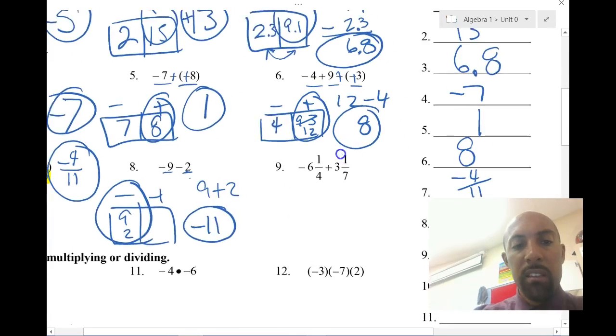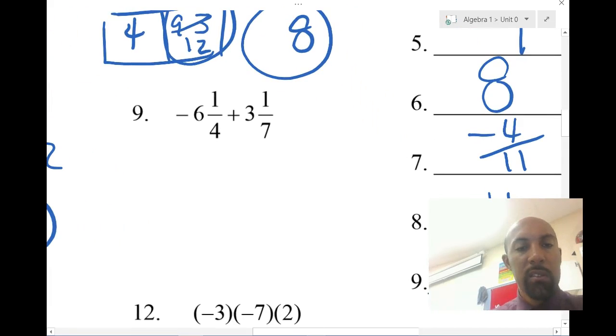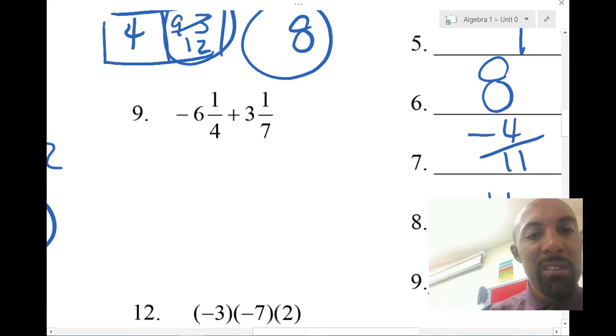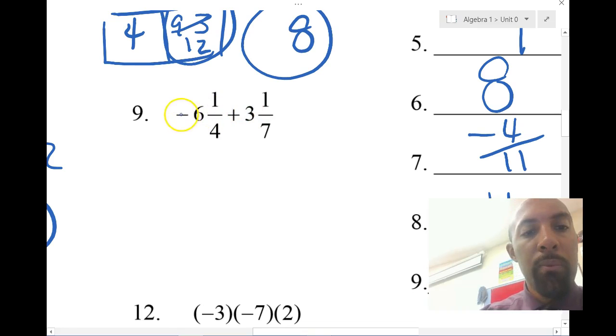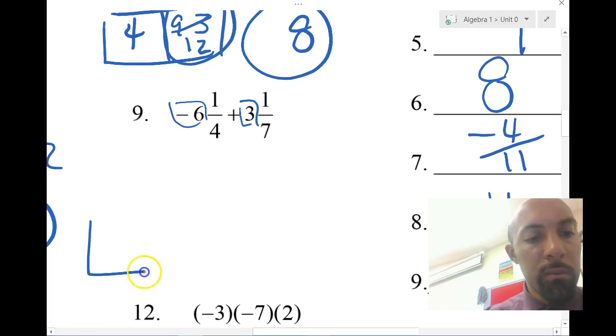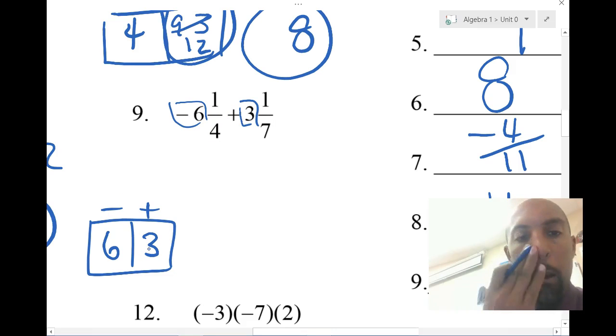Okay, now pay special attention to this one, because this one's a little different. Okay, so now when we have a big number, a regular number, and then a little number, or a big number and a fraction, we need to do it separately. First, we're going to do the bigs, the big numbers. So I'm going to take my box. The 6 goes here, the negative. The 3 goes here, positive. Now, figure out what that is.